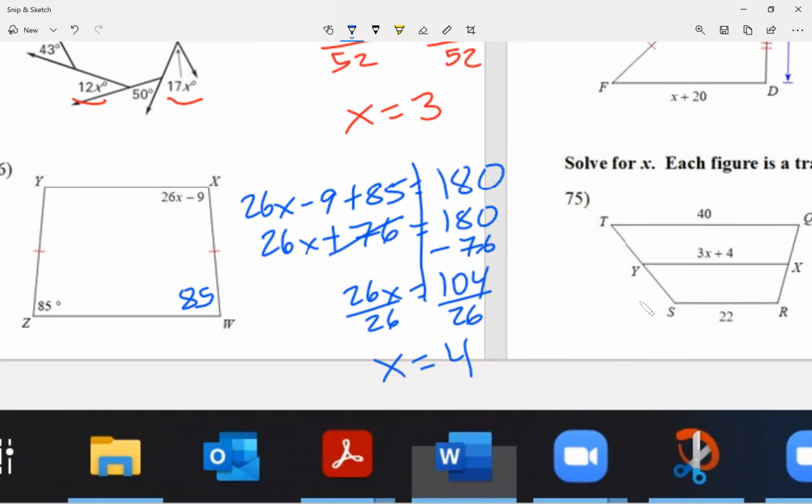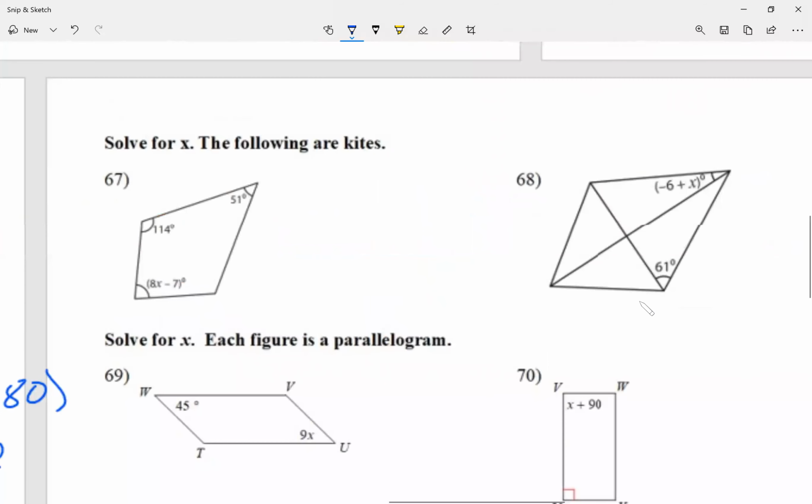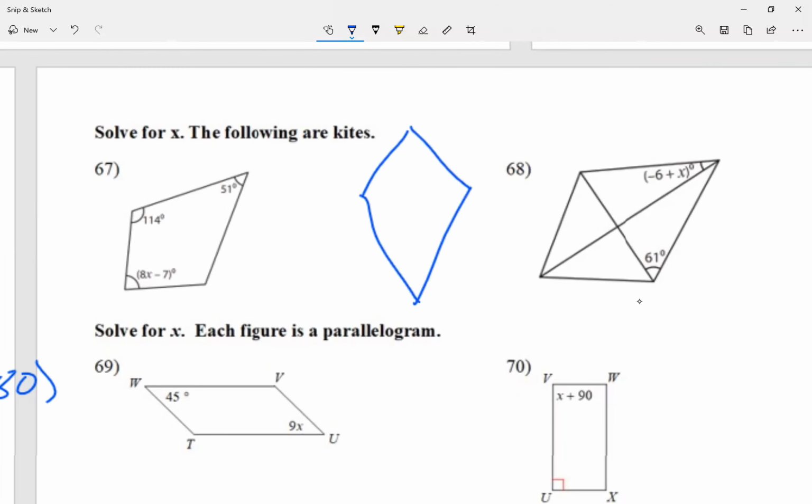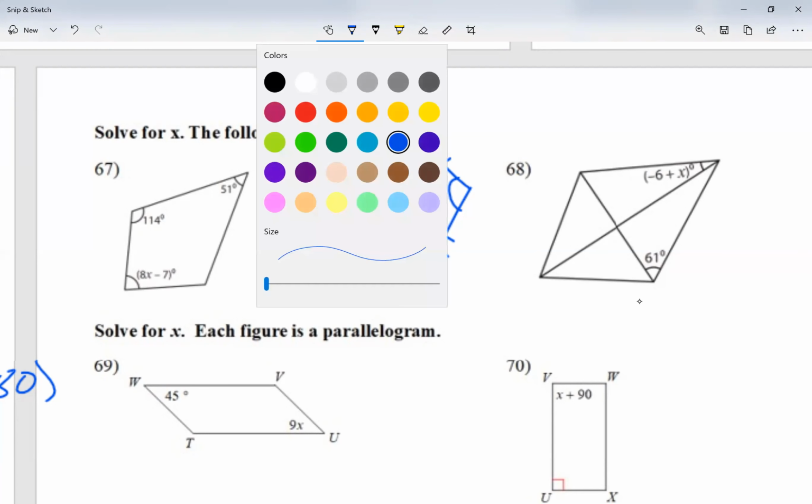Okay, let's take a look at our last two questions for the day. Questions 67 and 68. Solve for x. The following are kites. Now, one thing I want us to remember with a kite. Let me stand it up. The sides on the top, they're both equal. The two sides at the bottom are both equal, but not all four. Another thing, like I said, if I have it standing up, there are two angles that are equal to each other. The angles at the side. Now, the one in the top and the one on the bottom are different, but the two side angles are equal to each other.